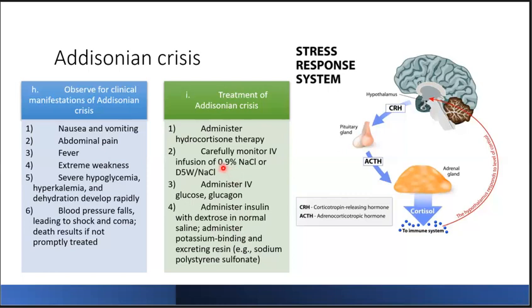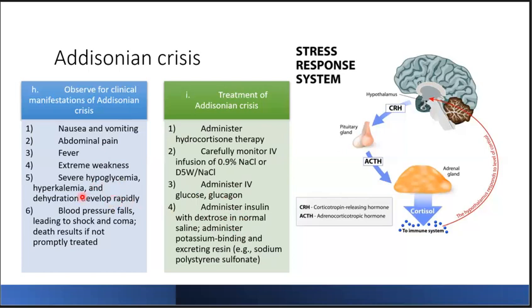We can give 0.9% sodium chloride or D5W sodium chloride. We'd also need to administer IV glucose or even glucagon. Remember, we said there's severe hypoglycemia. And also want to administer insulin with dextrose in normal saline.